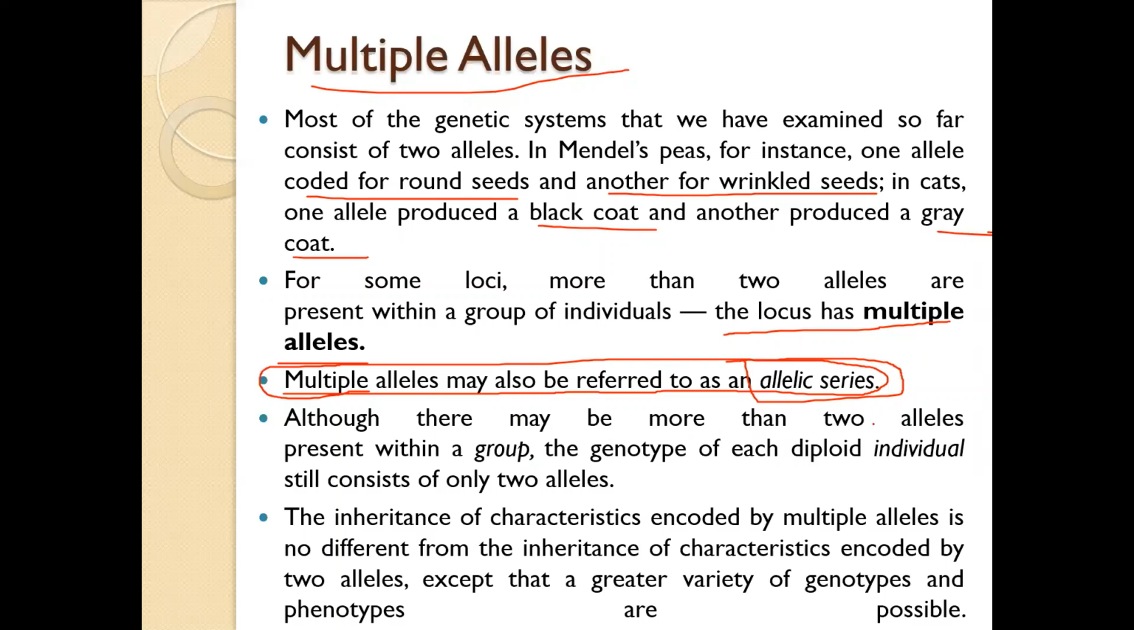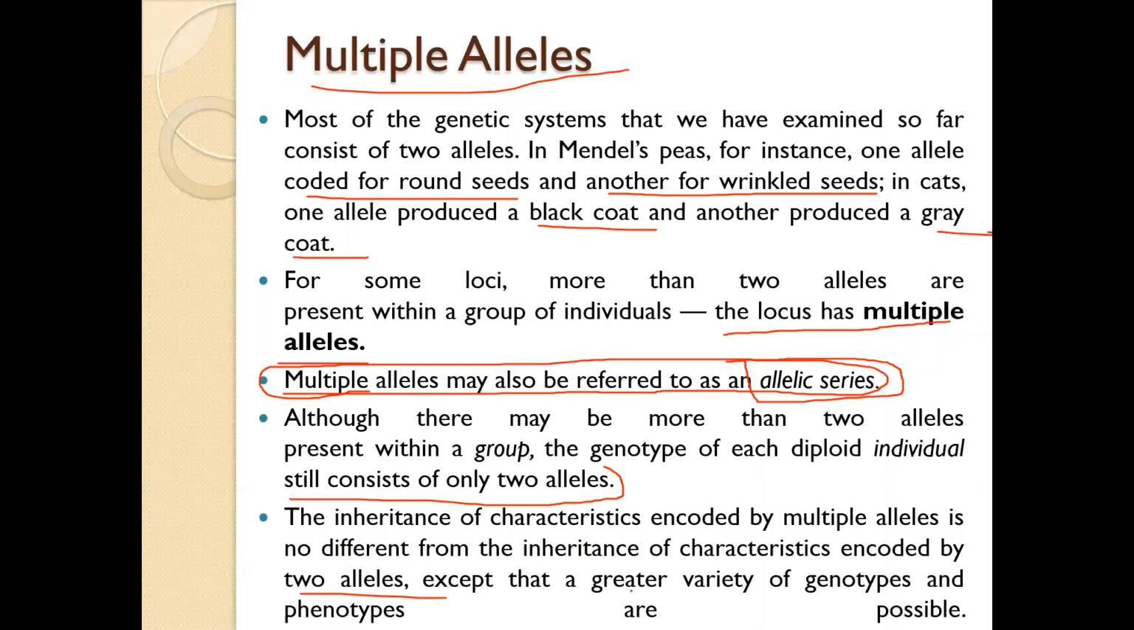Although there may be more than two alleles present within a group, the genotype of each diploid individual still consists of only two alleles. That is because we have a pair of homologous chromosomes. In the case of a pair of homologous chromosomes, we have the possibility of only having two alleles. So the inherited characteristics encoded by multiple alleles are not different from the inheritance of characteristics encoded by two alleles.